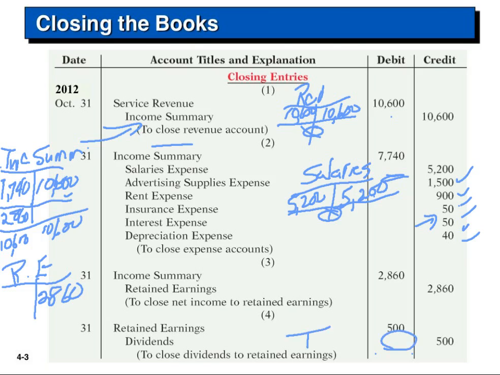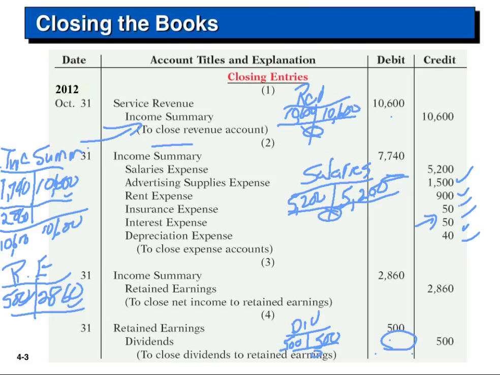Now the last thing is dividends. Dividends too is a debit balance account. It has a debit balance of $500. Well, I credit it to make it zero, and I debit retained earnings. So you see, there's my retained earnings statement. Retained earnings at the beginning of the period, I forget what it was, say $10,000. Add net income, $2,860. Deduct dividends, and you get your new retained earnings. So that's the purpose of the closing entries, to close the books.